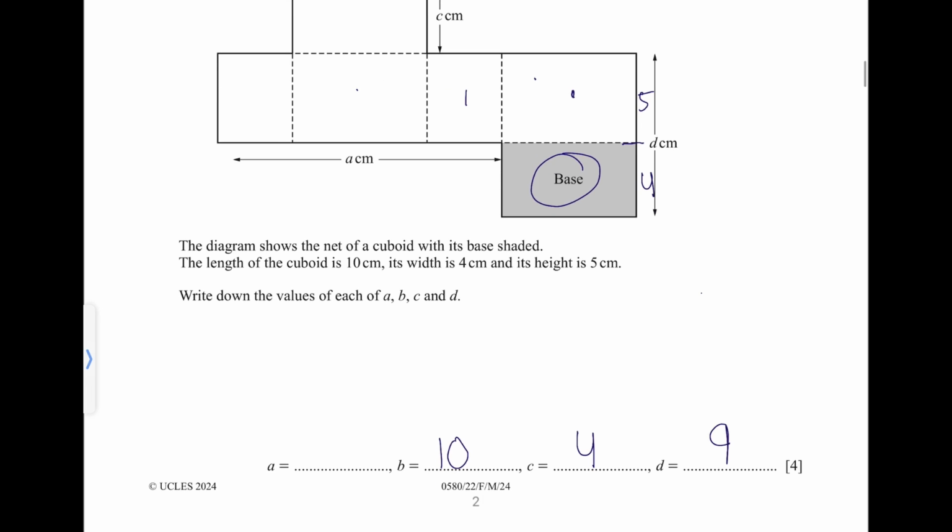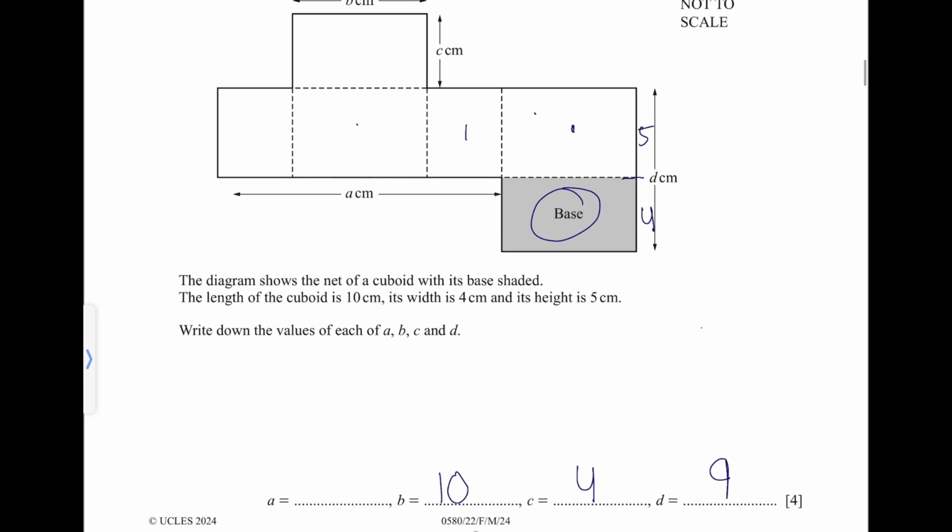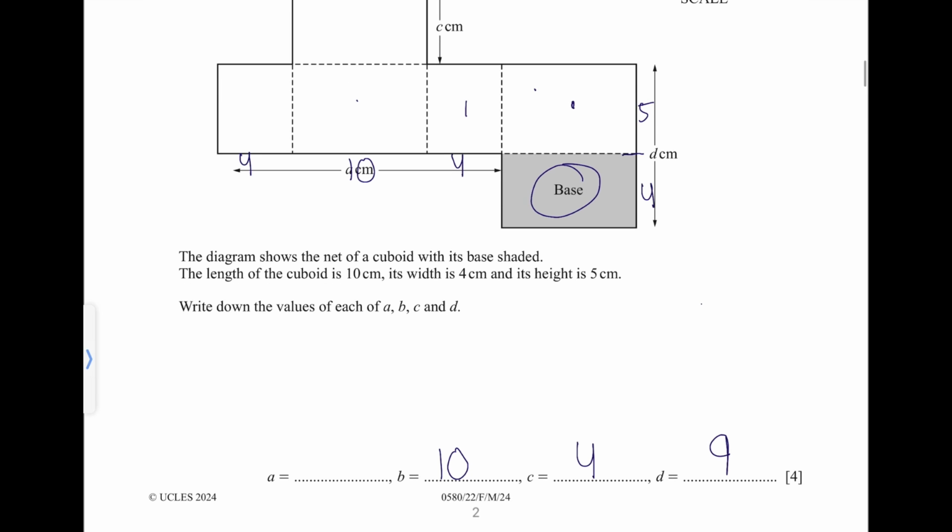Now comes A. A is basically one length, so that would be equal to 10 centimeters, and 2 of the widths of the box. Each of the widths is 4 and 4. That gives you 18 centimeters for A. I hope this question is clear. This question is for 4 marks, and I haven't really seen a question such as this, so make sure to understand it well.